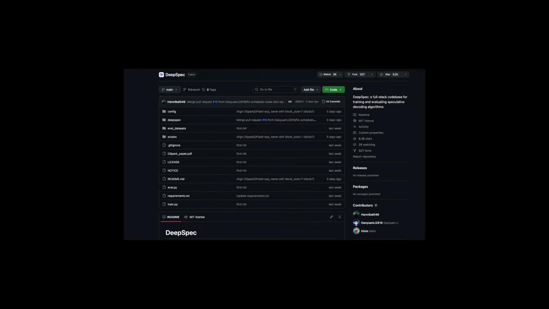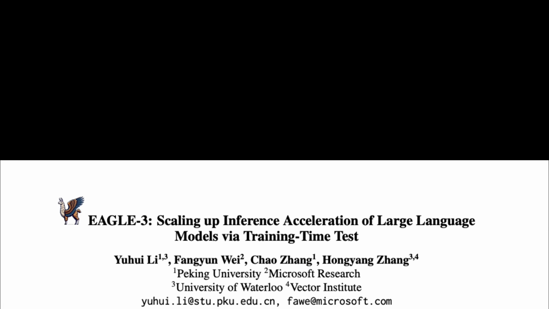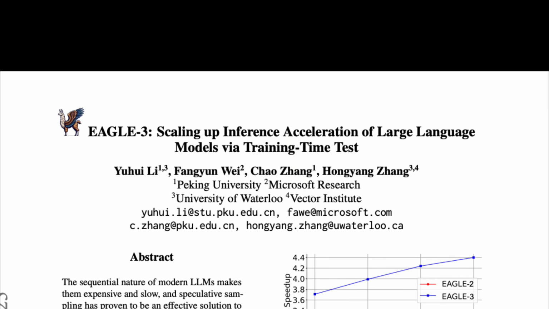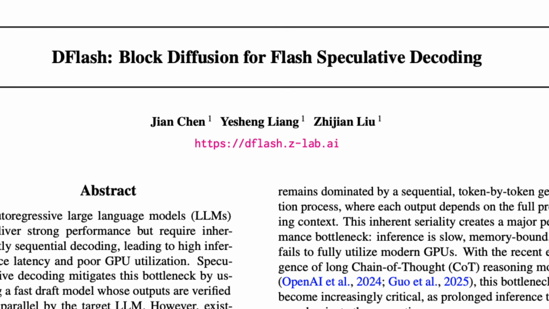There are already several viable methods for draft models, and DeepSpec puts them on the same playing field. In addition to DSpark, the repository includes Eagle3, the current leading method, and DeepSeek's own pioneering method, DFlash. The weaknesses of the two are contrasting.